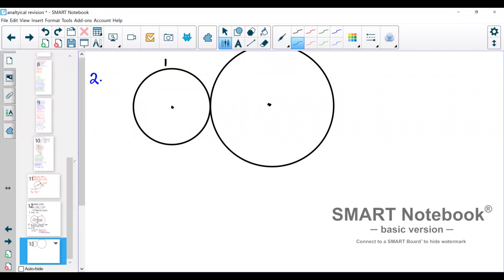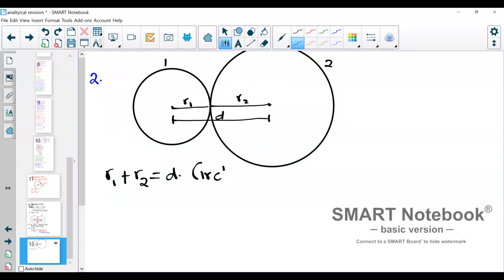Circle one and circle two. R1 again, R2. Now the length here, you would notice the length here looks equal. So if R1 plus R2 is equal to D, what happens? Circles are touching without overlapping.